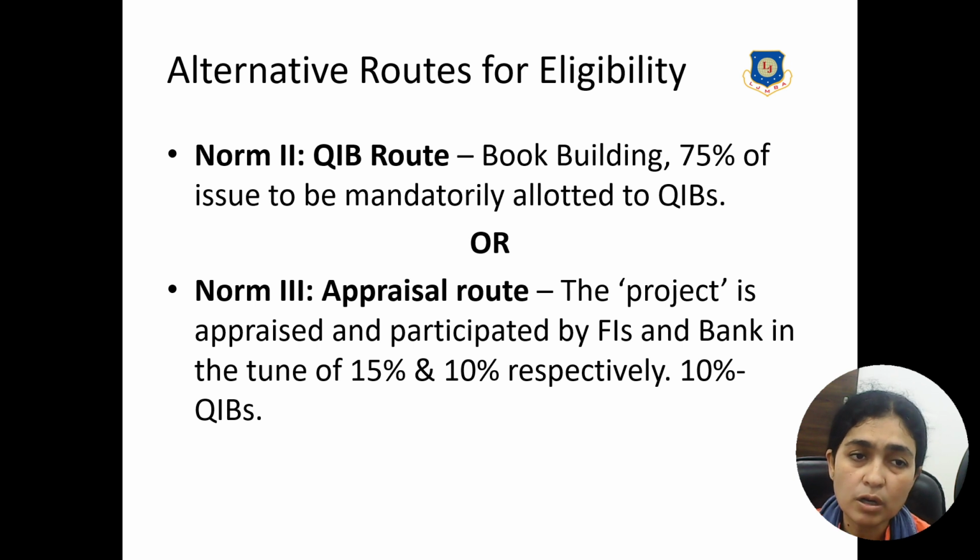The QIB route is basically if you are not able to satisfy the previous profitability norms, then in that case you can come up with an IPO. However, your pricing method must be book building. You cannot use a fixed price method. Moreover, 75% of your issue will be allocated to only one entity, which is known as QIB. The third route is the appraisal route. In this route, the project for which you need funds should be appraised and participated in by a bank and financial institution, which means SEBI is trying to protect the other retail investors who will probably invest in this IPO. So appraised and participated by FIs and banks means that somewhere down the line, the banks and FIs have already studied and analyzed this project. Moreover, they should be participating in the IPO in the tune of 50 to 10% respectively, whereas 10% is reserved for QIBs.